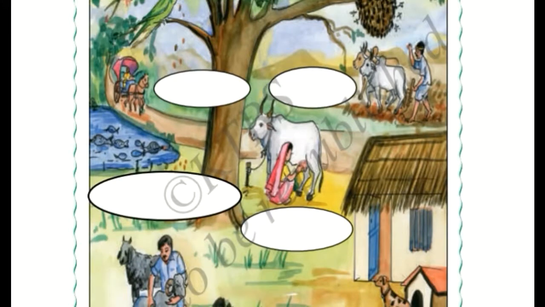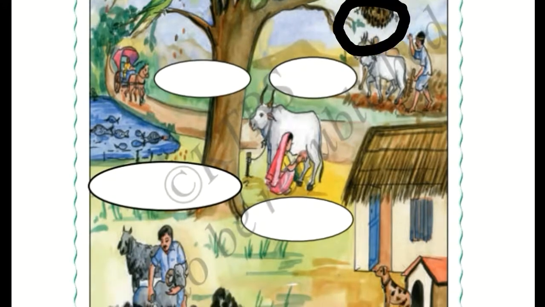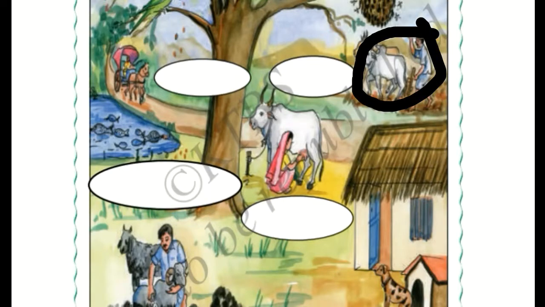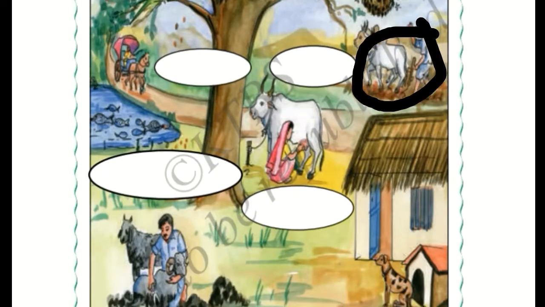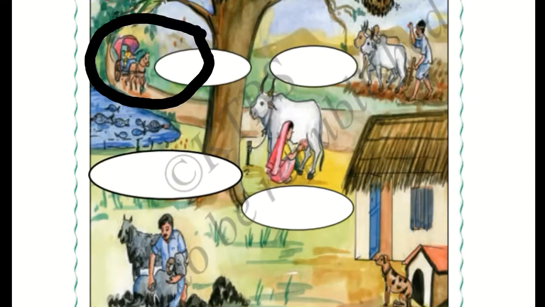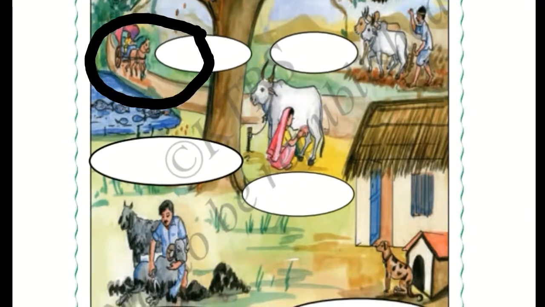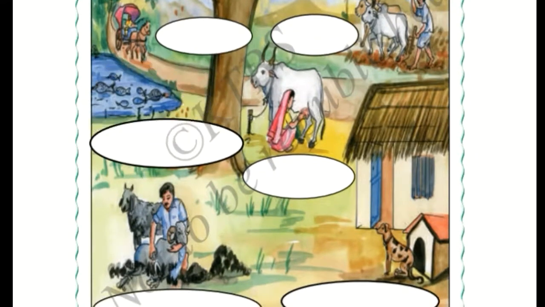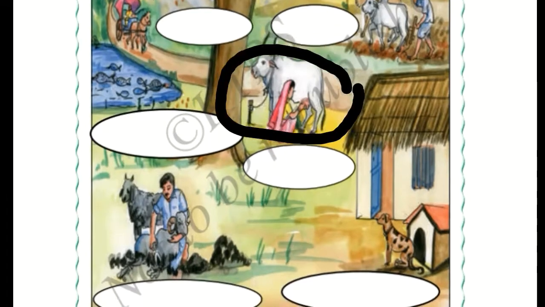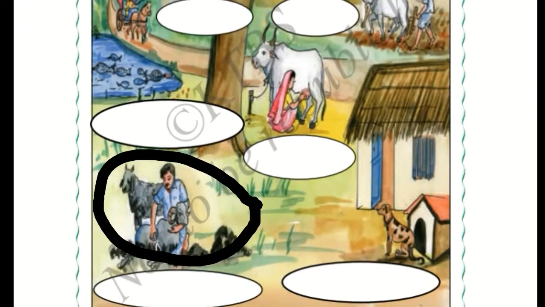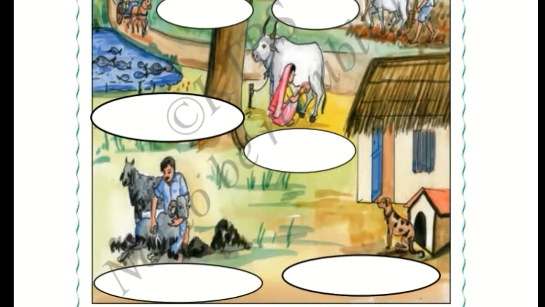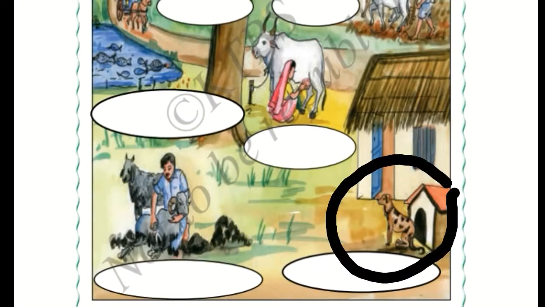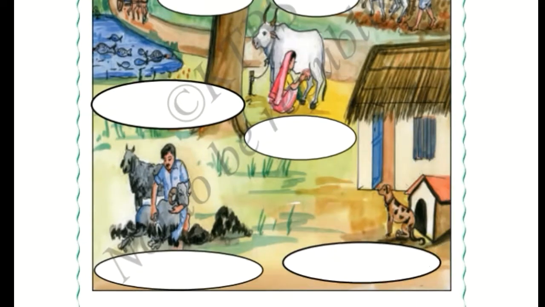Honeybee gives us honey. Ox helps in plowing the field. Horse is used in horse carriage. Fishes eat insects in water and keep the water clean. Cow gives us milk. Sheep gives us wool. Dog guards our house. So these are the different types of uses of animals.